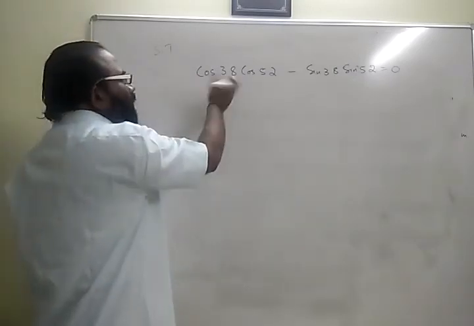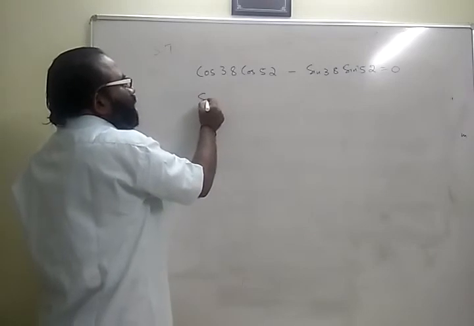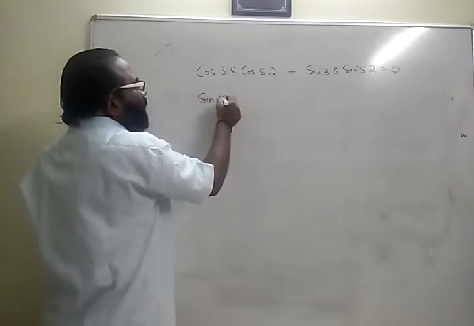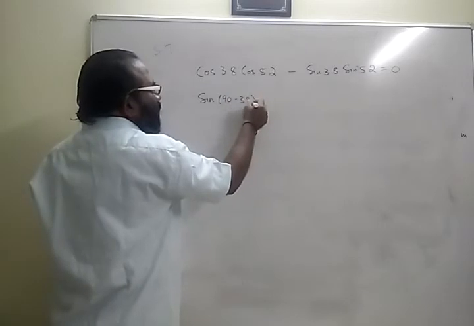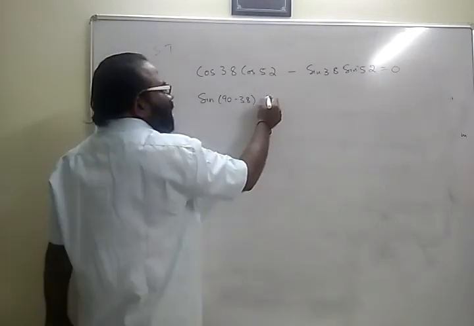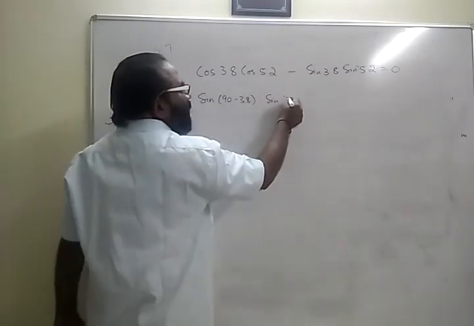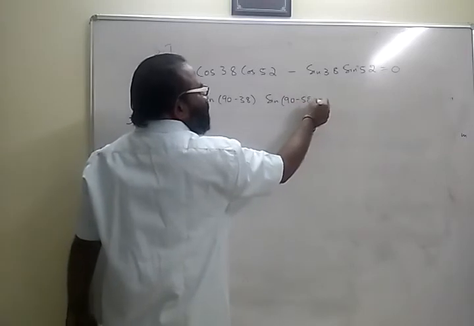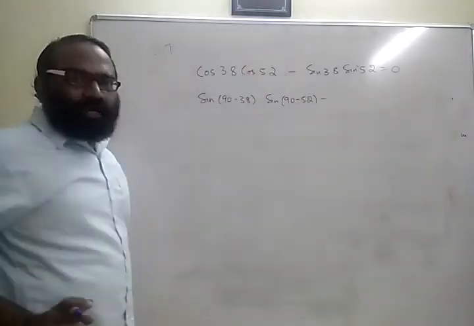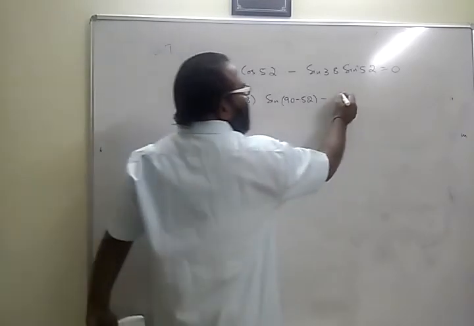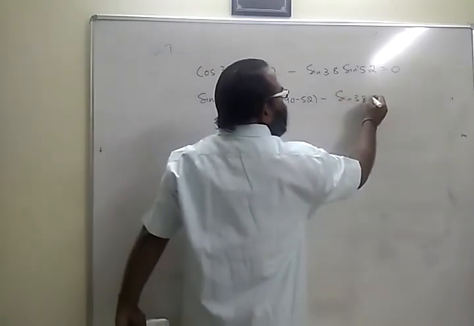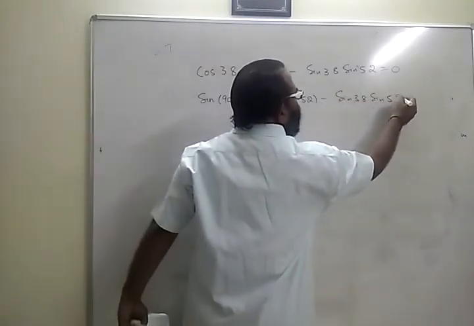So cos 38, let me convert it to sine. What do I get? Sine 90 minus 38. And this cos 52, if I convert, what do I get? Sine 90 minus 52. And that side is completely sine, let me keep it there. Just like that. So sine 38, sine 52.